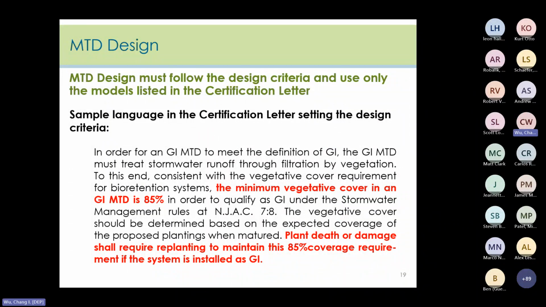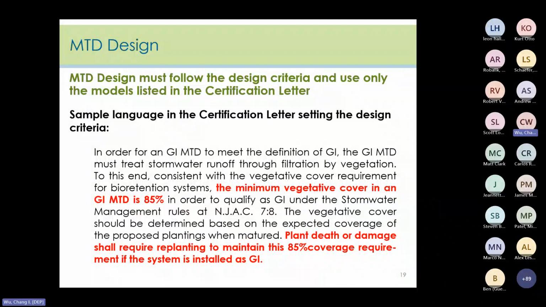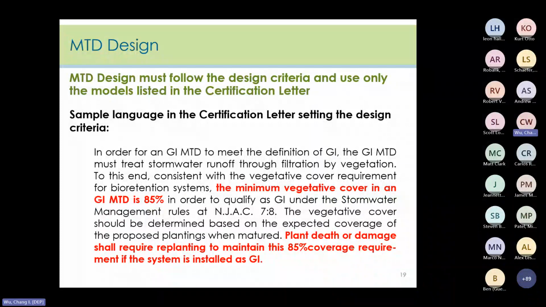And there are more conditions for using MTDs, especially for GI MTDs that are tested and certified based on the treatment provided by vegetation. In the certification letter, you will see the condition requiring the maintenance of 85% vegetation cover. So you will definitely need to see the maintenance plan that has the preventive and corrective actions to maintain the vegetation cover. And you will also want to check the MTD regularly to ensure the vegetation cover is maintained.